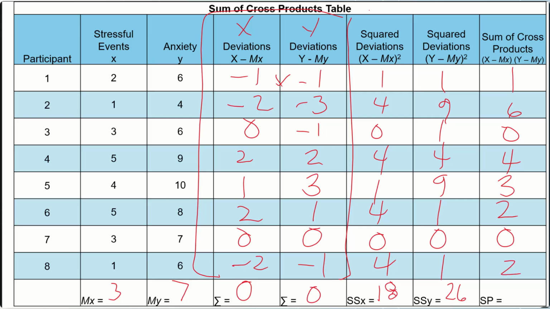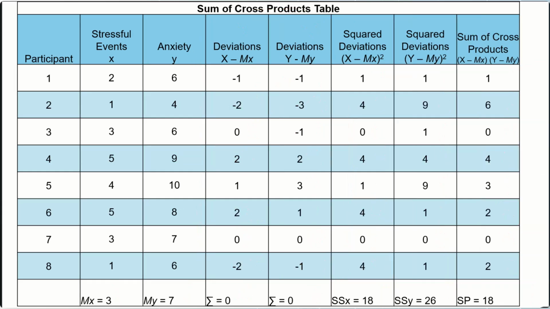And now that we have all these cross products, we're going to sum them. So 1 plus 6 plus 0 plus 4 plus 3 plus 2 plus 0 plus 2 is 18. Okay, so now we have our completed table. Let's look at it in a nicer way. So here's our completed sum of cross products table.